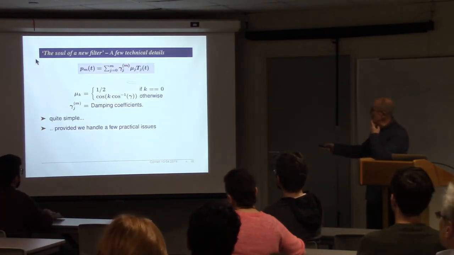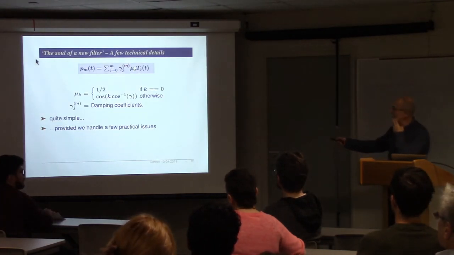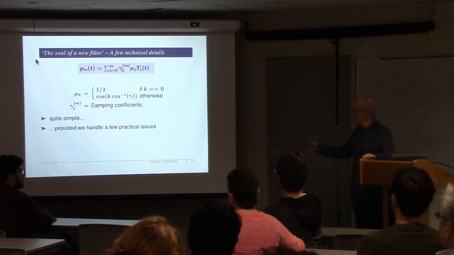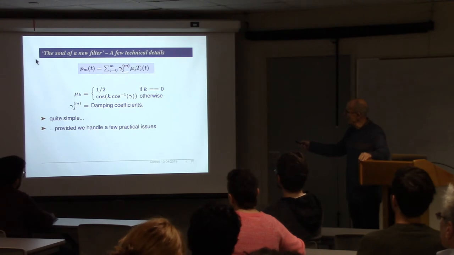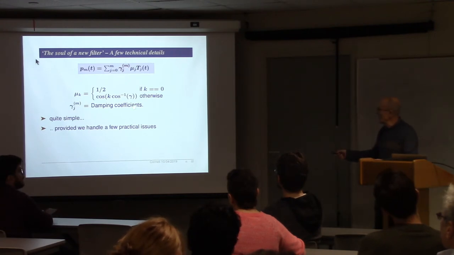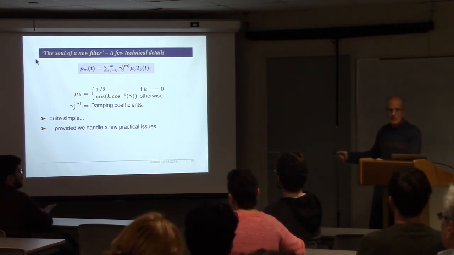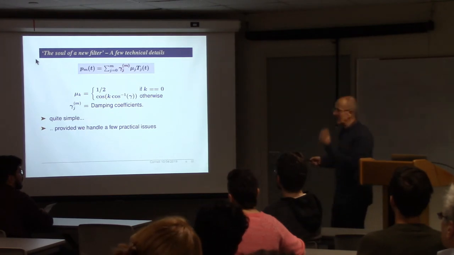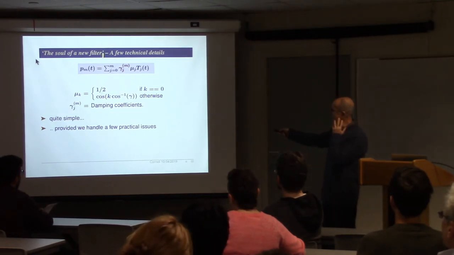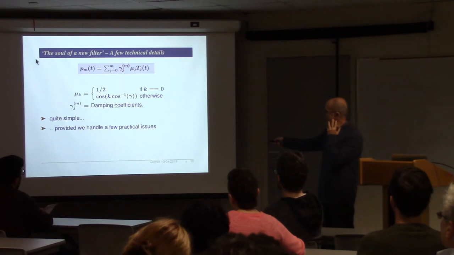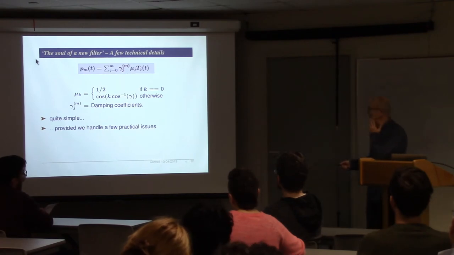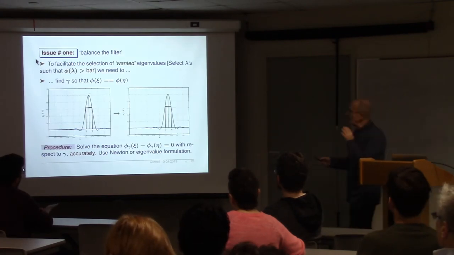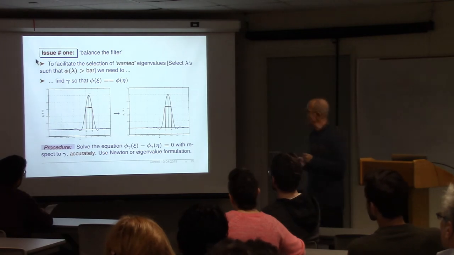In addition to this expansion, what you also need is damping coefficients. These are the damping coefficients you have here, because I'm going to talk about this later, you have oscillations and this is introduced. So that's essentially it. This is the polynomial, and this is also the damping coefficient. I'm going to give you some details on how this works.